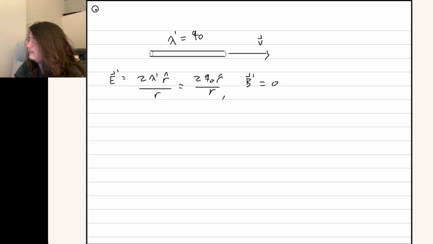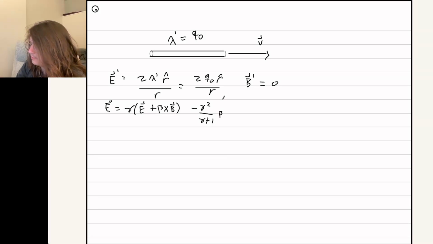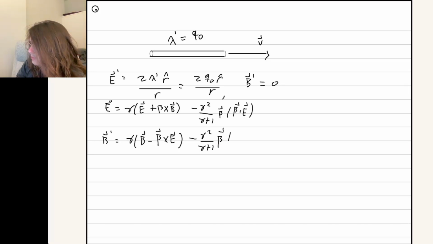And then to get into the lab frame, I have here the equations for a Lorentz boost of the magnetic fields and electric fields, which I'm just going to copy down. This is beta dot E here, and then B prime is just gamma B minus beta cross E minus gamma squared over gamma plus 1 beta vector beta dot B.